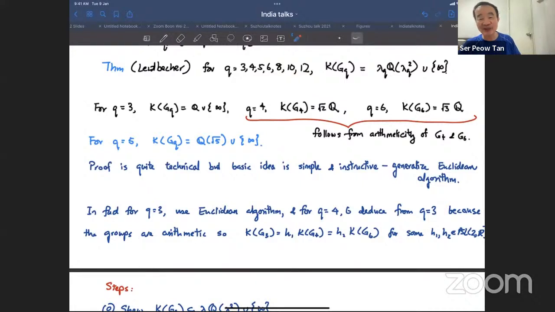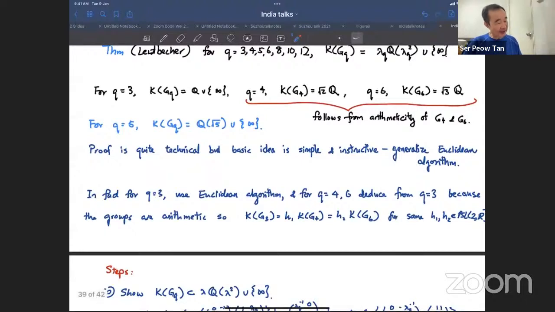So the main reason here is that lambda square is quadratic over Q, okay, for these numbers. Either quadratic or lambda square is in Q. Okay, so I want to not give you exactly the proof, but give you the lines of the proof because it's quite beautiful. And the proof is technical, but the basic idea is very simple and intuitive.